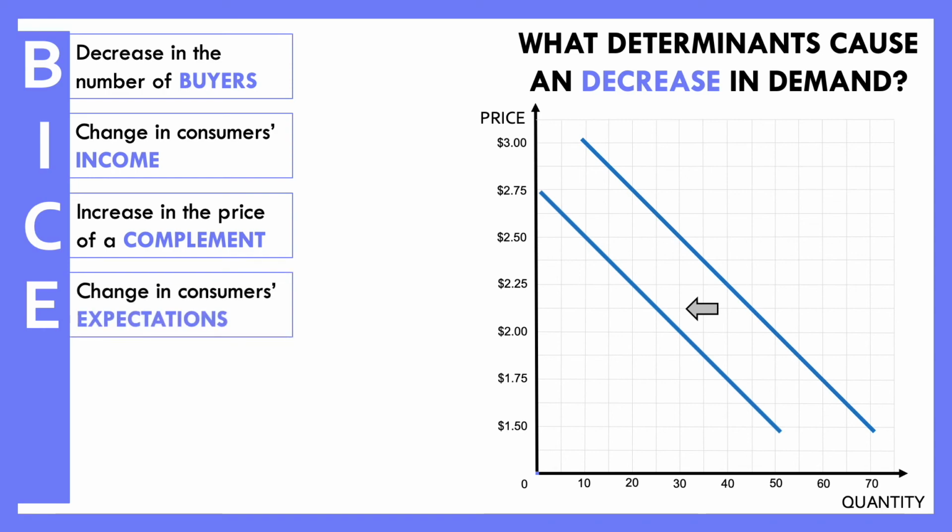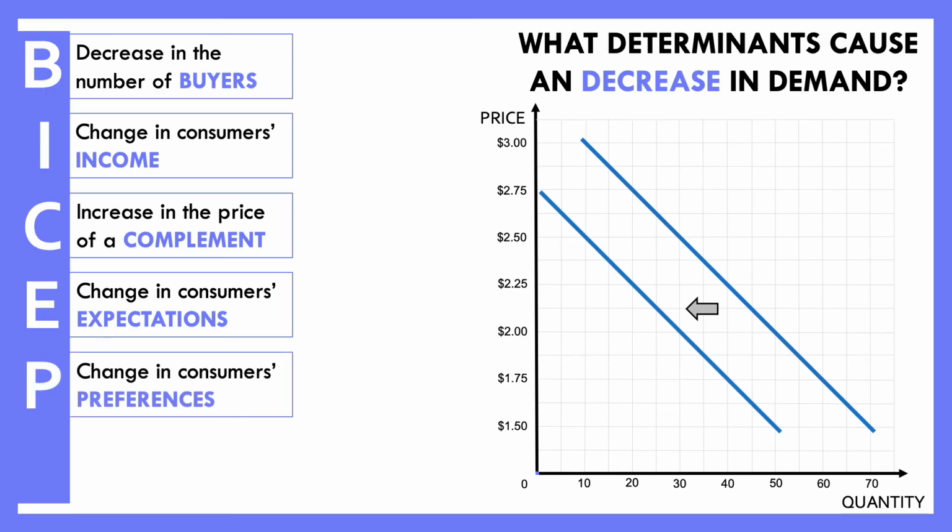A change in consumers' expectations. And again, this is what we expect to happen to the price in the future. Does anybody go out on the Monday before Thanksgiving and buy a brand new TV? Well, no, that'd be ridiculous, because we know that on Friday, Black Friday, that TV is going to be a ton cheaper. And therefore, right now, we would say my demand for a TV is going to decrease, because I expect that TV to be a lot cheaper in the future, right?